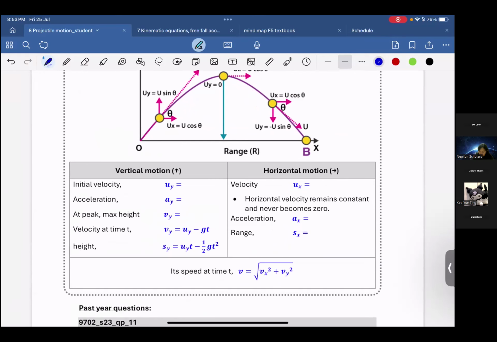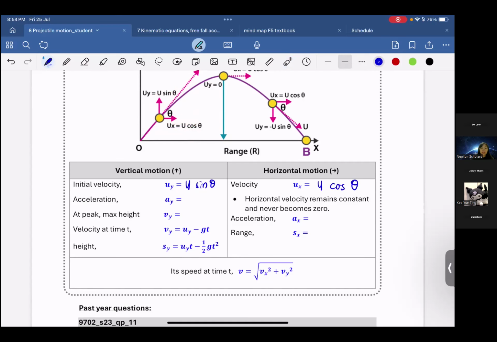So at here, this is the object we projected at some angle. This is the angle. So this is your UX. This is your UY. You have to apply the knowledge that UX will be U cos theta. In the first or second lesson we talked about this. There is angle between the two forces, so we're using cos. So UY is U sin theta, UX is U cos theta.